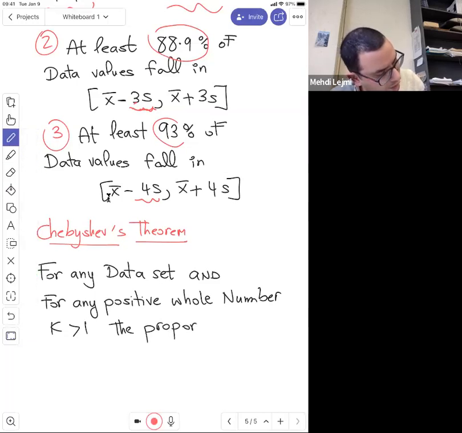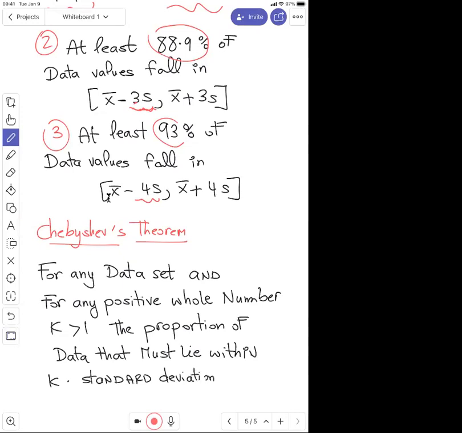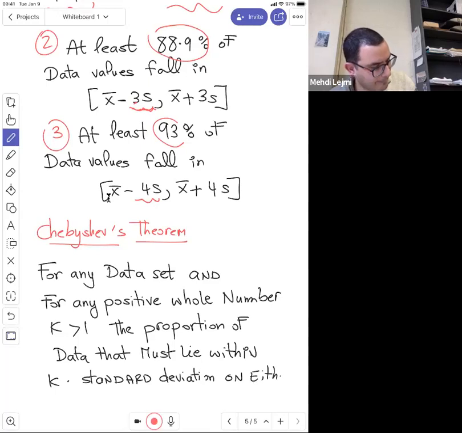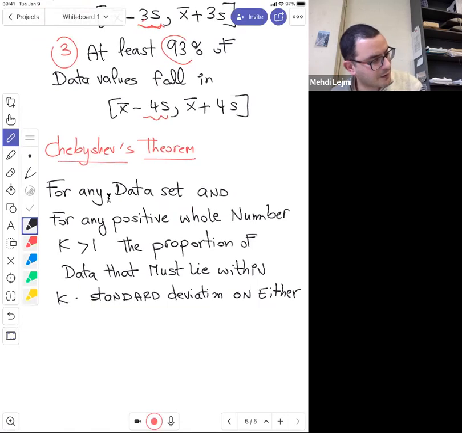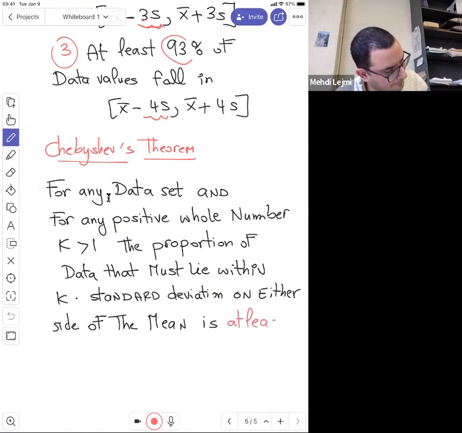so the proportion of data that must lie within k times the standard deviation on either side of the mean is at least 1 minus 1 over k squared.